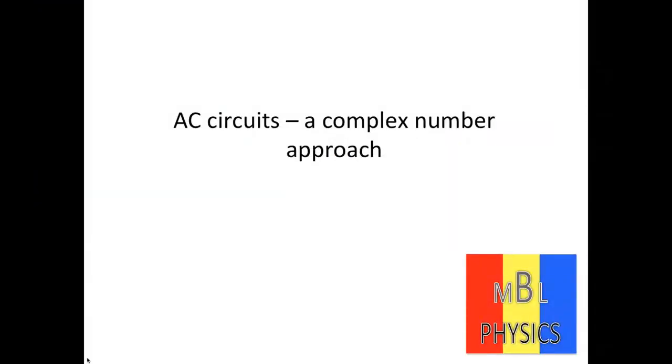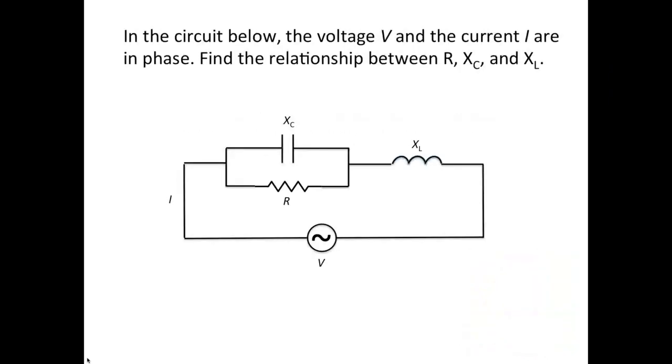I'm solving another AC circuit problem using the complex number approach. We are given a circuit consisting of a capacitor and a resistor that are connected in parallel, and together they are connected in series with an inductor. We are asked to find the relationship between the resistance, the capacitive reactance, and the inductive reactance such that the total current of the circuit is in phase with the applied voltage.